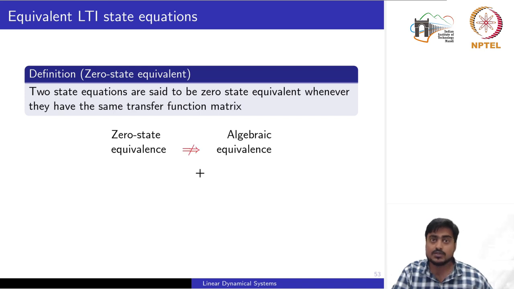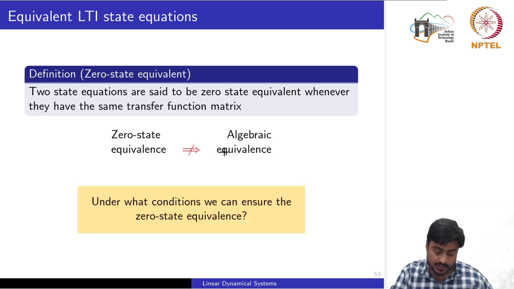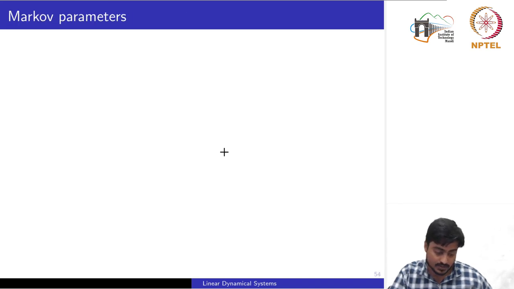But we cannot say that the reverse implication holds, in the sense that zero state equivalence may not imply that the systems are algebraically equivalent. So under what conditions can we ensure zero state equivalence, that the two state space representations have the same transfer functions? Before answering that question, first of all we will introduce the Markov parameters.